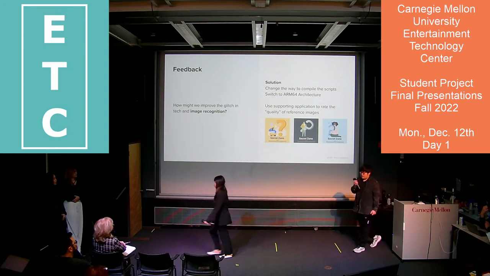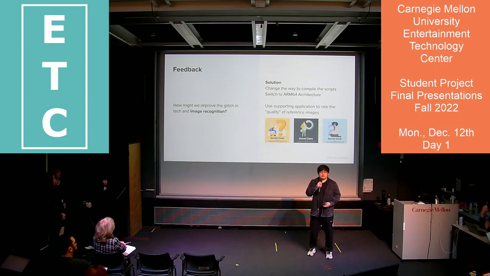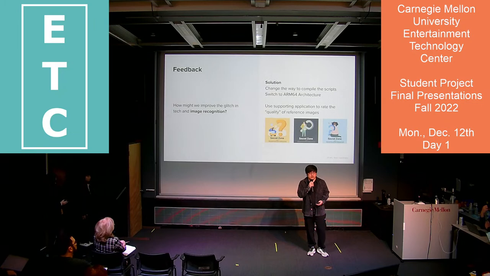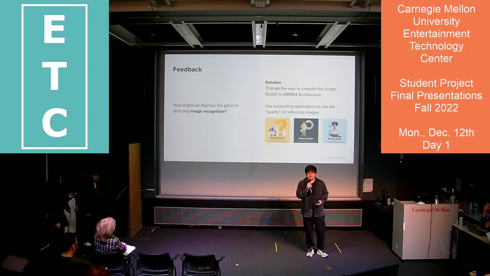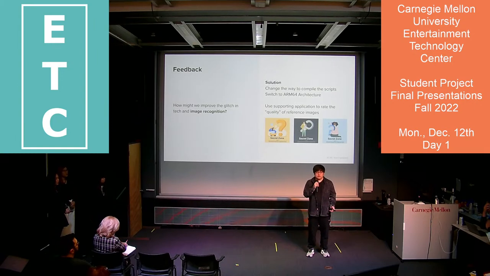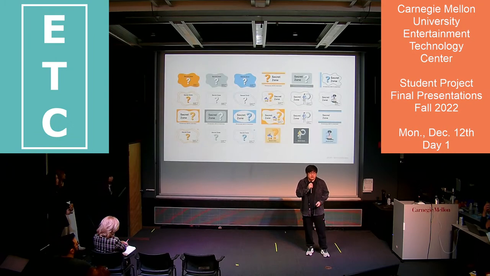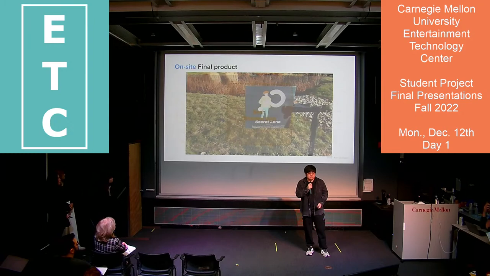And for the tech challenges, we experienced pretty bad glitching and freezing at the early development stage and also during some playtesting. We solved this problem by changing the way we compile the scripts, and also we switched to a different architecture. We also used a supporting application to rate the quality of reference images. With a higher score, it is more likely to be recognized by our application. Those three images are our final design for the signs. And those are the efforts we made to create better recognizable images.